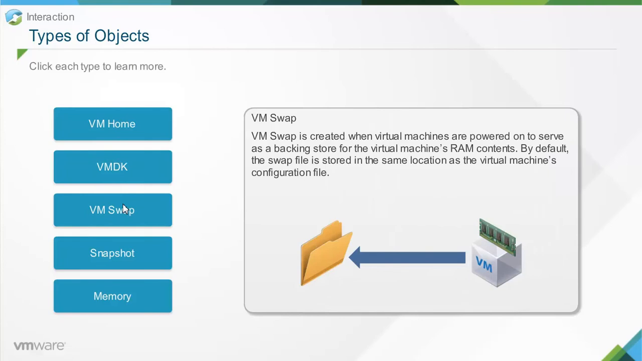VM Swap is created when virtual machines are powered on to serve as a backing store for the virtual machine's RAM contents. By default, the swap file is stored in the same location as the virtual machine's configuration file.